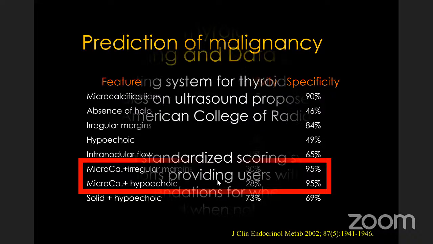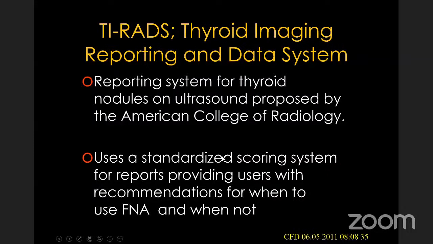The spectrum of signs that are available in differentiation of benign and malignant thyroid nodules can be incorporated into a radiological classification system that is similar to that used in the breast, which is called BIRADS. But in the case of the thyroid, it is known as TIRADS, Thyroid Imaging, Reporting, and Data System. It is a reporting system for thyroid nodules on ultrasound proposed by the American College of Radiology. This uses a standardized scoring system for reports, providing users with recommendations for when to recommend FNA and when not to recommend FNA.